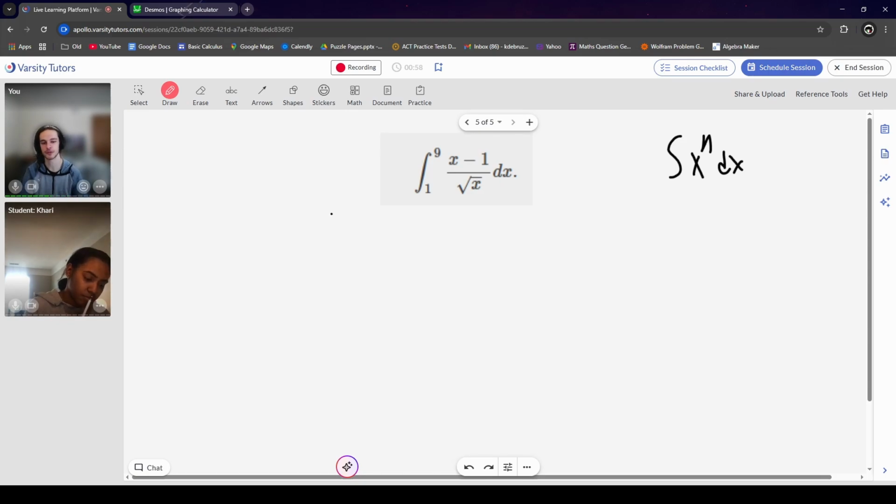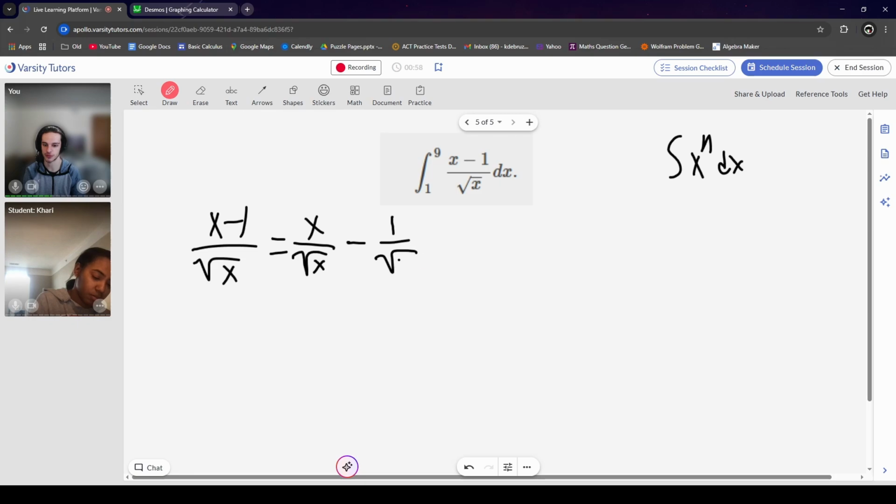So what we can do is one of our properties of fractions: x minus 1 over square root of x is equal to x over the square root of x minus 1 over the square root of x. This is like going back to fractions in middle school. We can use the same concepts. And then we can reduce these, so we're going to have square root of x minus 1 over square root of x.